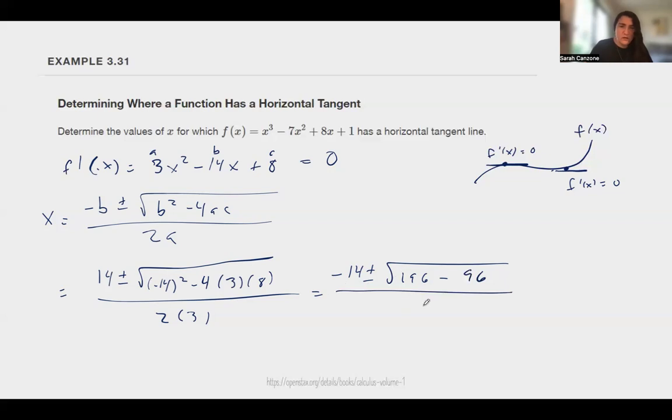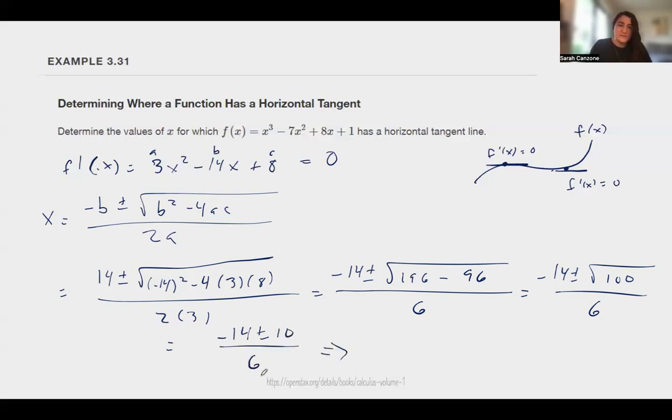96 over 6. Now you might be inclined to say, well, 14 and 6 have something in common, let's cancel out a 2. Be careful because we don't have any values in front of this term here, so we can't do that. So we're going to wait to cancel anything out or adjust anything until after we separate the plus and the minus completely. So this is negative 14 plus or minus, well, 196 minus 96, that's easy. That's the square root of 100 over 6, and the square root of 100, that's nice too. That's negative 14 plus or minus 10 over 6.